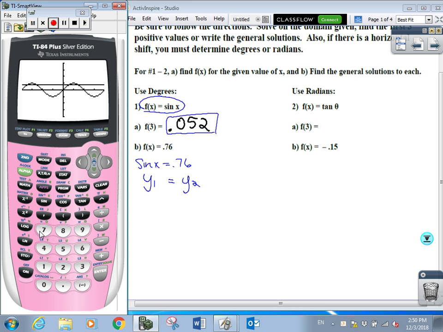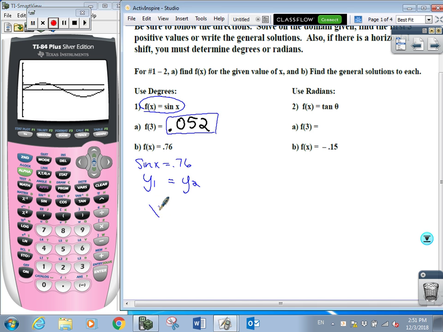Now, since I'm looking for general solutions, I want to know how many solutions there are per period. So I'm going to adjust my window a little bit more, and I just want to see one period on my graph. Well, sine of x, one period, is 360 degrees. So I'm going to make my x min 0, my x max 360. Not because I have to, but just because I don't know how many solutions to write. I know for sure if I graph one cycle, I see how many times that line, 0.76, crosses, I know. So I'm going to have two solutions.